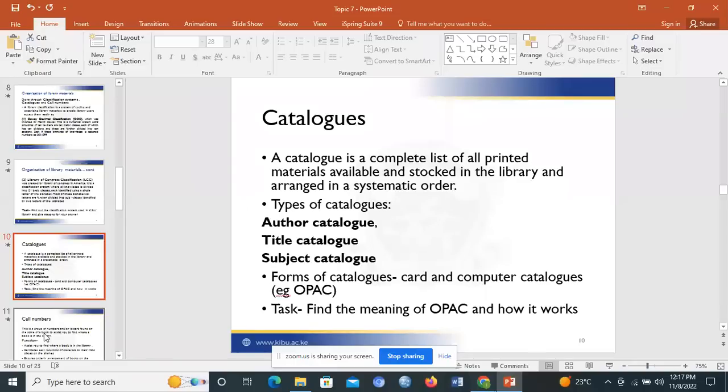Our task today is to find out the meaning of OPAC and how it works. You can do that by visiting the library. You can do that by referring to library information, especially the Kibabi University Library information, to find out what OPAC means in full and how it operates.